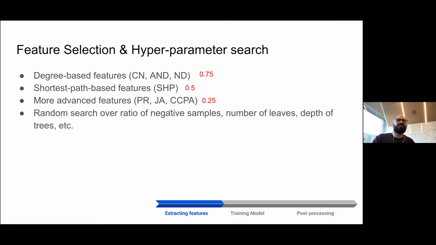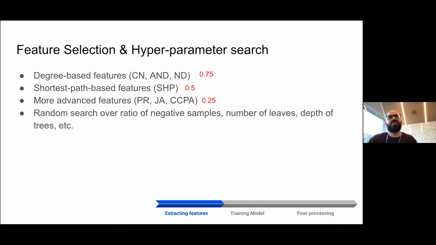And the last thing was feature selection. We wanted to train some different models based on different features, and then post-process them by bagging them. So we categorized our features into degree-based features, shortest path-based features, which is just the shortest path, and some advanced features like PageRank, Jaccard, or CCPA. And we combined a different number of them with different probabilities. For example, we wanted most of the degree-based features to be included with 0.75 probability, with less probability the shortest path, and with much less probability the advanced features. We include them in our model, and we train lots of models that we want to bag later.